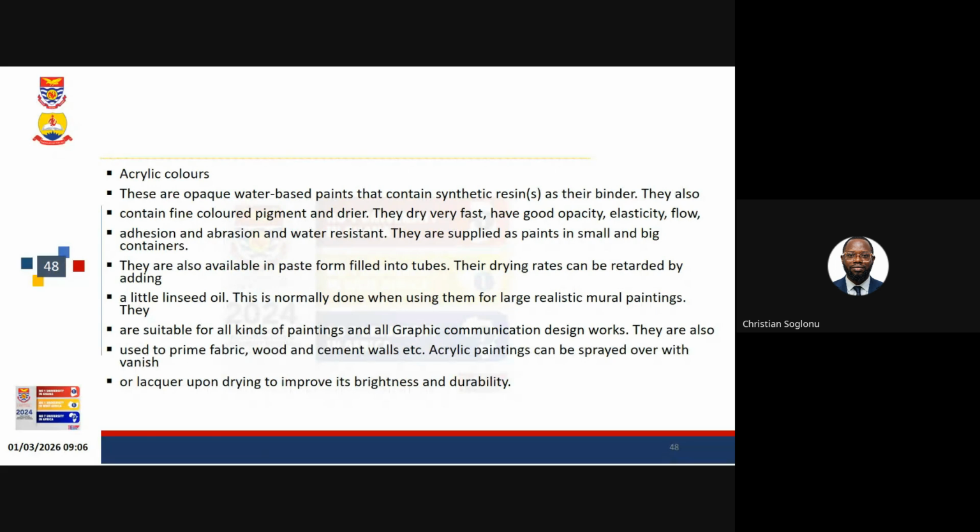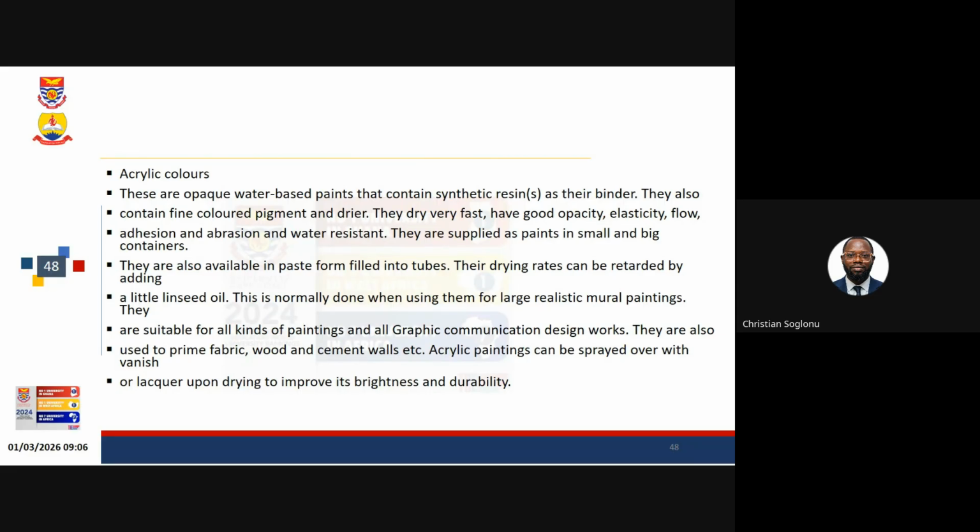So we can use poster colors for our skins, for body painting and other body arts, but we cannot use acrylic paints. When you want to use a particular paint for body art, when you go to the market, you ask for the ones that have natural binders in them, so that it will not cause any skin cancer for you. They also contain fine colored pigments and dryers. They dry very fast, and have good opacity, elasticity and flow, adhesion, abrasion and water resistance.